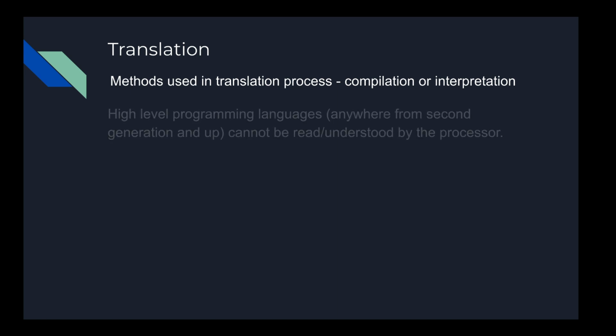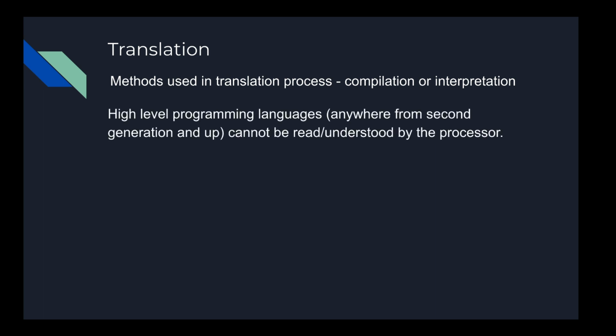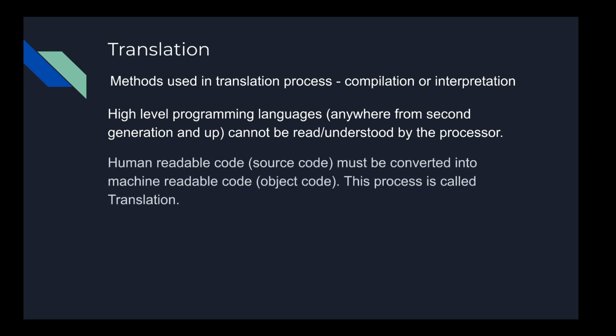Translation is the overarching term. The methods used in the translation process are compilation or interpretation. Now, it's really simple. High-level programming languages, anywhere from second generation and above, cannot be understood by the CPU. They need to be translated from the coding language into the executable language.